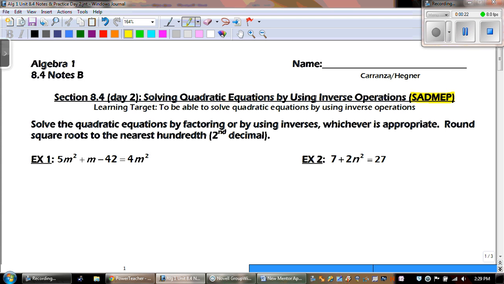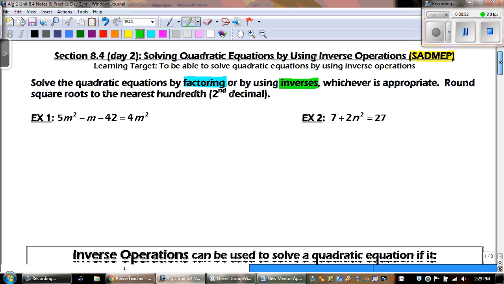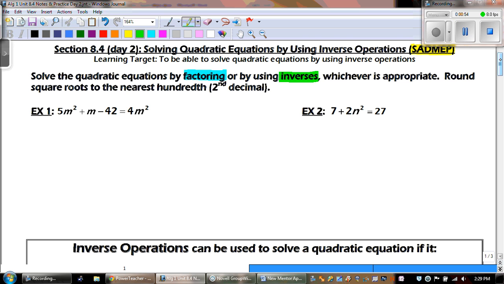Now, we've talked about how there are 4 ways to solve, and up to this point we've only learned 2. We've talked about solving by factoring or solving by using inverses, whichever one is appropriate. Do you guys remember which one we're supposed to use when? Inverses we only use when there's no linear term. If there's a linear term, we need to solve by factoring.